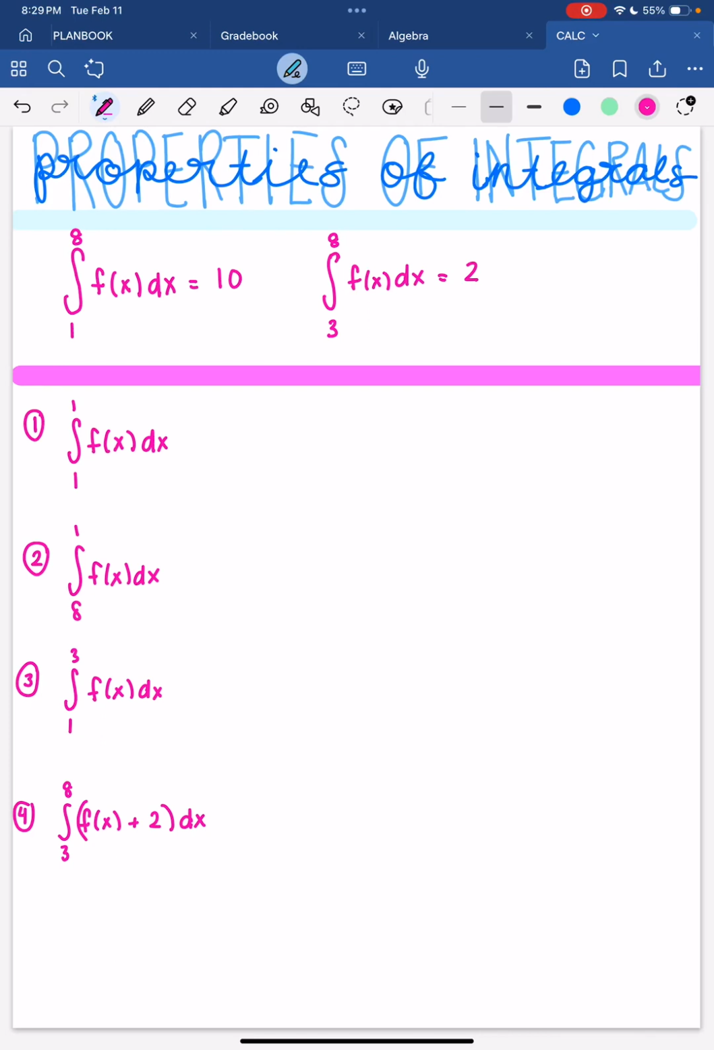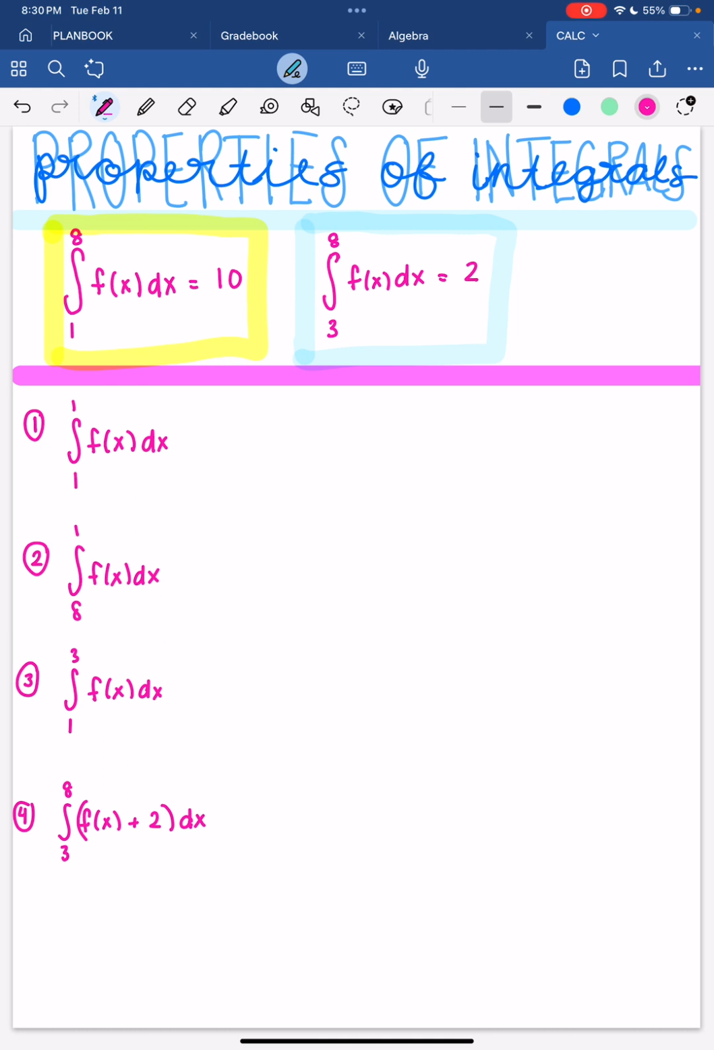Going to talk about using the properties of integrals. Okay, so let's look and see what I have up here. Right now I have the integral from 1 to 8 of f of x equals 10, and then the integral from 3 to 8 of f of x equals 2. We're going to use this information to answer these 4 questions.